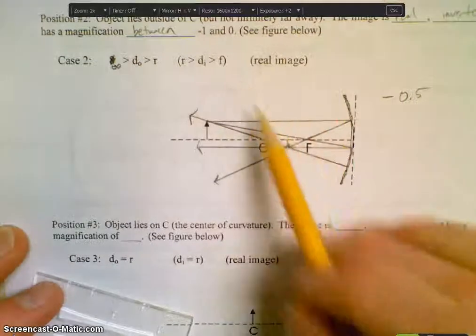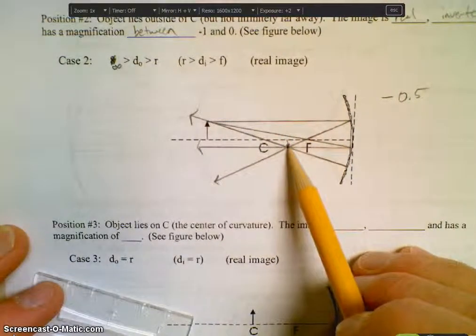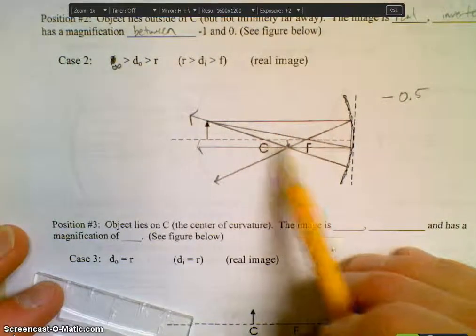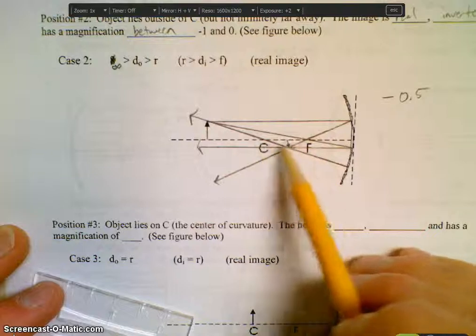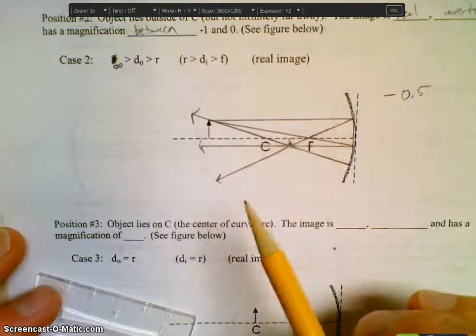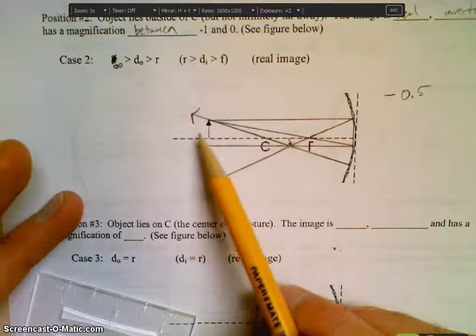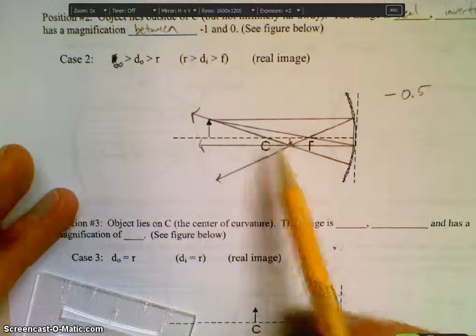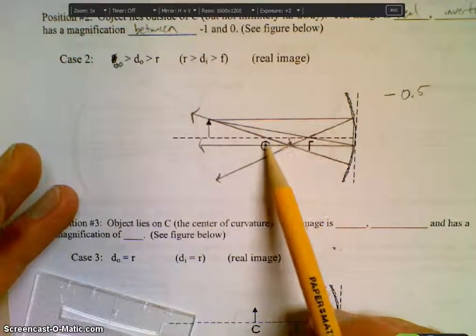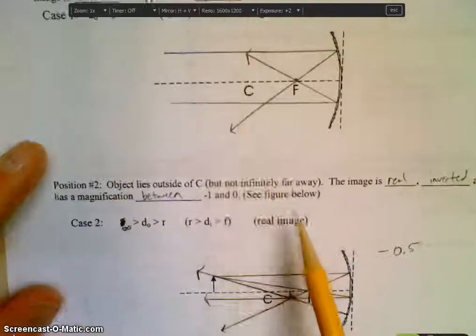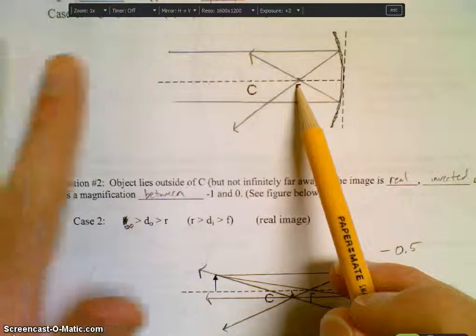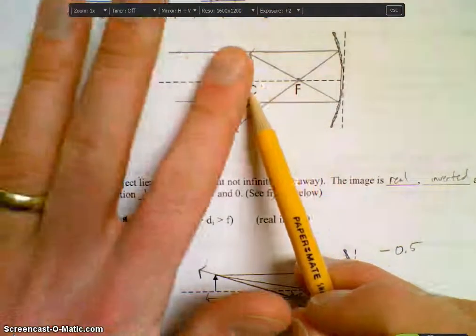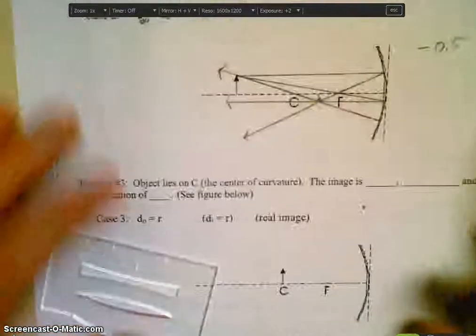If you notice, the image will always be between C and F. Okay, so it's going to be in this area, and you'll see kind of as we creep this closer to C, this image comes closer to C. So it starts infinitely far away, it starts at F, the closer and closer we bring this, the closer and closer it brings it to C, which we're going to see next.